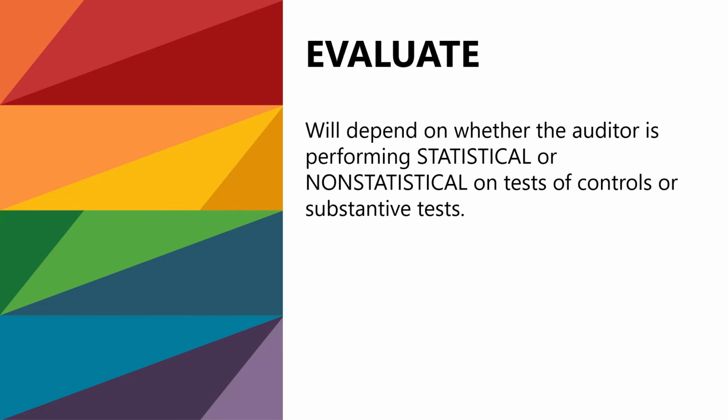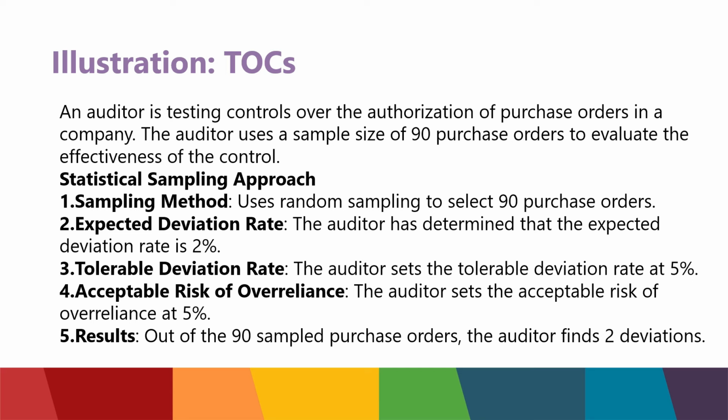So, having said that, we have to point out that in terms of evaluating the results, there will be a slight difference based on whether the auditor is using statistical or non-statistical sampling and whether the auditor is performing tests of controls or substantive tests. Now, in order for us to discuss this phase in the audit sampling process, what better way than to do it via an illustration? So let's have this first example, assuming the auditor is performing tests of controls.